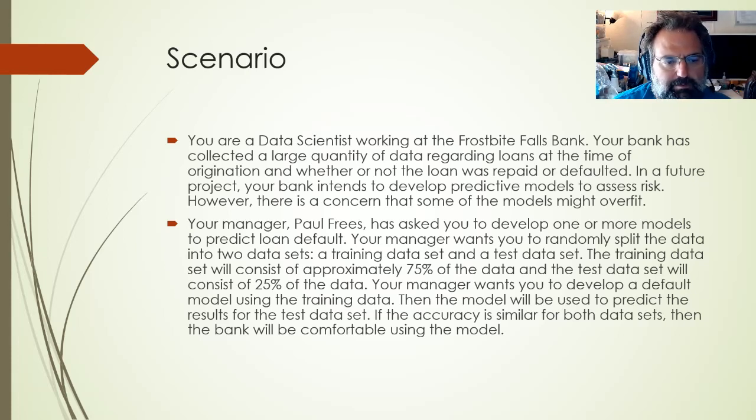Your manager, Paul Fries, has asked you to develop one or more models to predict loan default. Your manager wants you to randomly split the data into two data sets, a training data set and a test data set. The training data set will consist of approximately 75% of the data, and the test data set will consist of 25% of the data. Your manager wants you to develop a default model using the training data. Then the model will be used to predict the results for the test data set. If the accuracy is similar for both data sets, then the bank will be comfortable using the model.